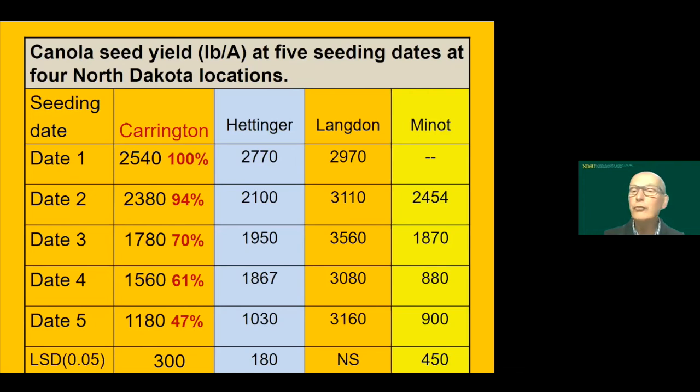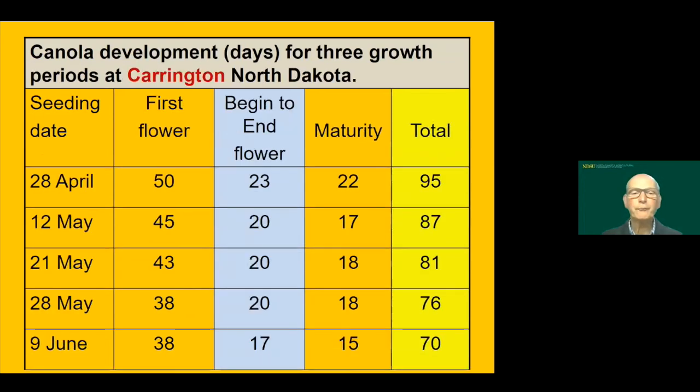Now, if you want to know the exact dates, in a coming slide I will give you the exact dates. So in Hettinger, the trend is the same. A little bit different is Langdon, and my colleagues will talk about that a little bit later. But the point here is that if we are looking at hybrid selection, the hybrid will only shine if you really give it the benefit of early planting and proper management.